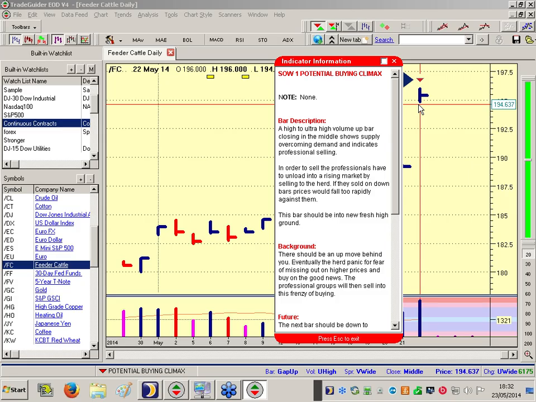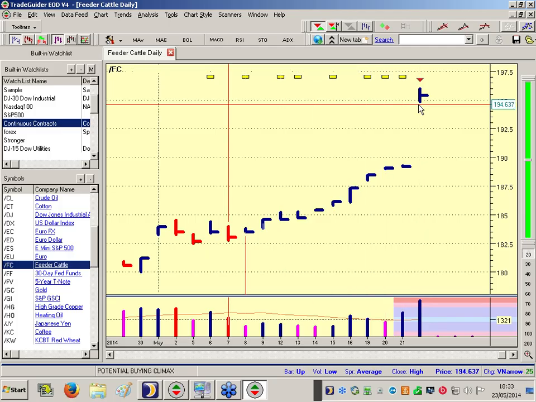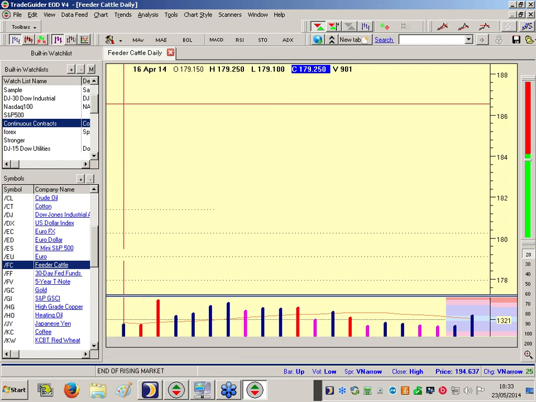Buying climax is that people have rushed in on some sort of good news, right? I don't know what the good news can be on feeder cattle. Good cropping, whatever they eat, who knows? And they gap it up, but it's on a narrow spread, look, massive volume. That is normally what we call an end of a rising market signal. And of course the market's vulnerable because you've got this substantial up move right behind you, look.